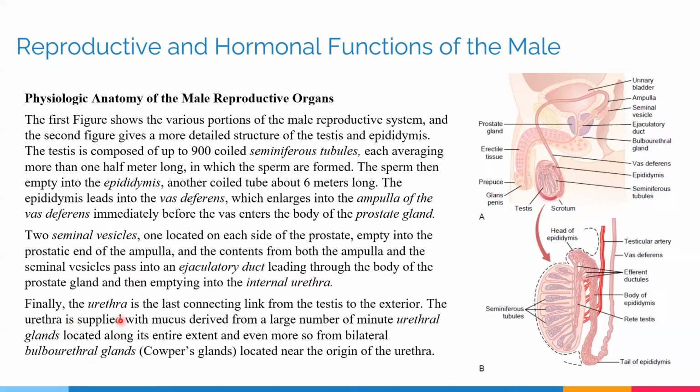Finally, the urethra is the last connecting link from the testis to the exterior. The urethra is supplied with mucus derived from a large number of minute urethral glands located along its entire extent, and even more so from bilateral bulbourethral glands or Cowper's glands located near the origin of the penis.